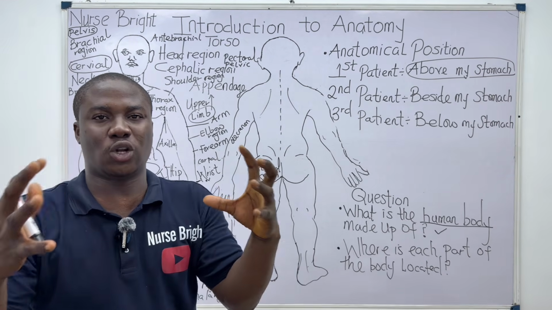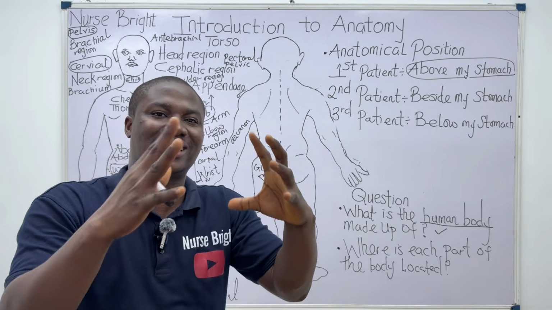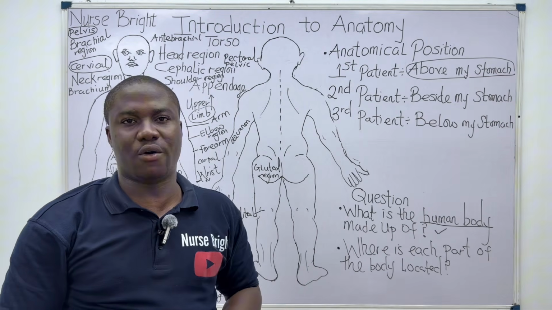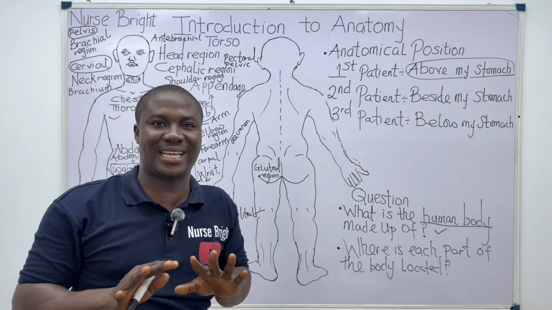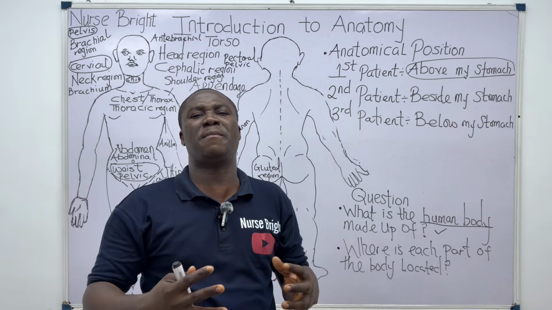So we use this position to describe these structures within themselves, to describe the relationship between these structures. All right, so that is what we mean by anatomical position. Just pay attention. Now I've been saying anatomical position. What do we mean by this position?